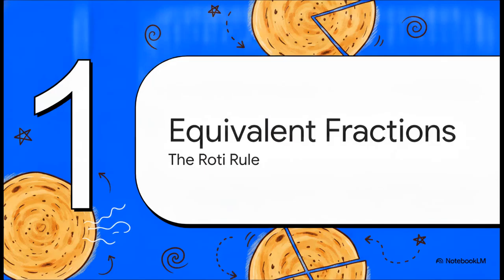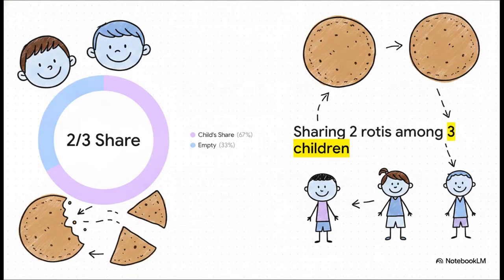Section 1. What are equivalent fractions? The roti rule. Picture a fresh, warm, perfectly round roti. It's literally the ideal shape for our very first mathematical puzzle. Imagine we have exactly 3 children, but only 2 rotis. If we tear these rotis up and share them completely equally, how much does each child get?